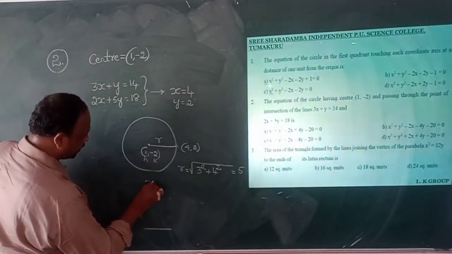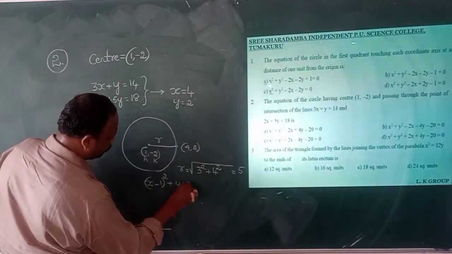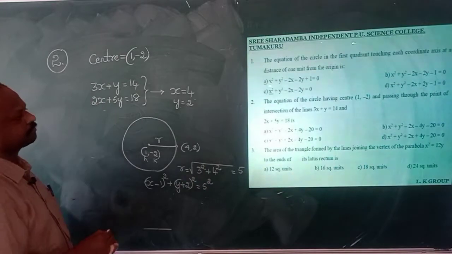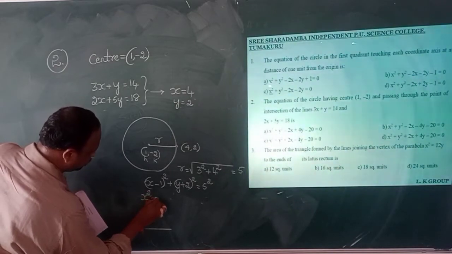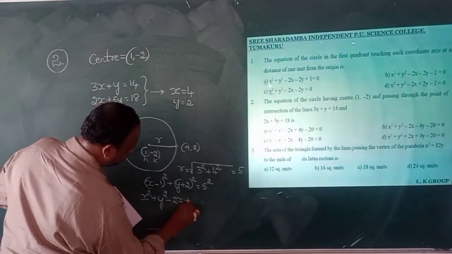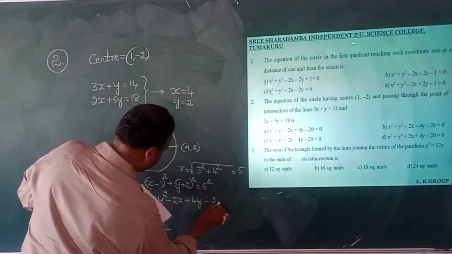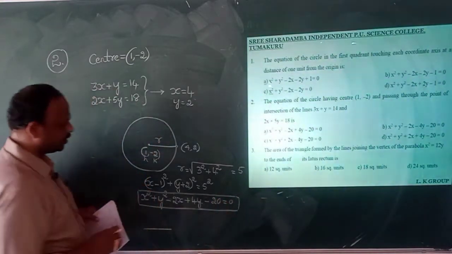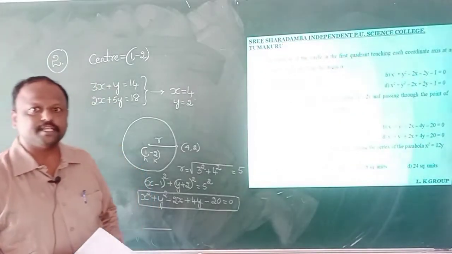So therefore the formula is x minus 1 whole square plus y plus 2 whole square is equal to 5 square. You simplify this: x square plus y square minus 2x plus 4y minus 20 is equal to 0. After simplification, you will get x square plus y square minus 2x plus 4y minus 20 is equal to 0.